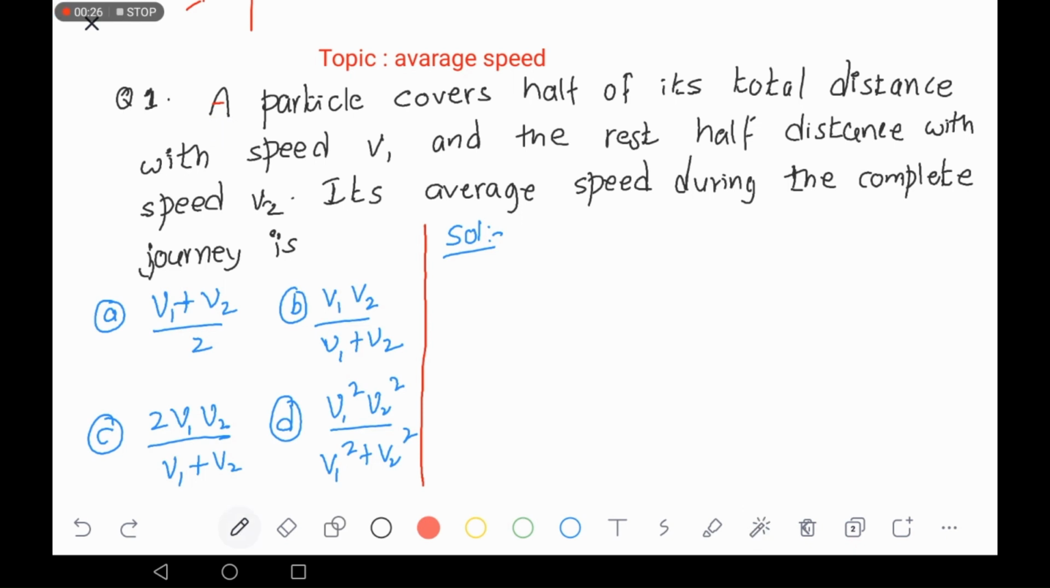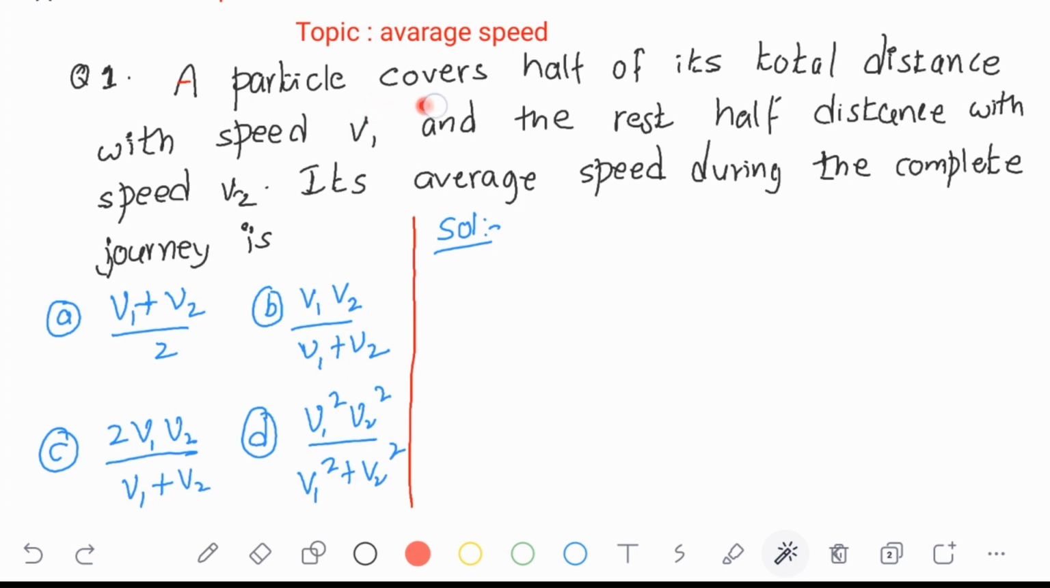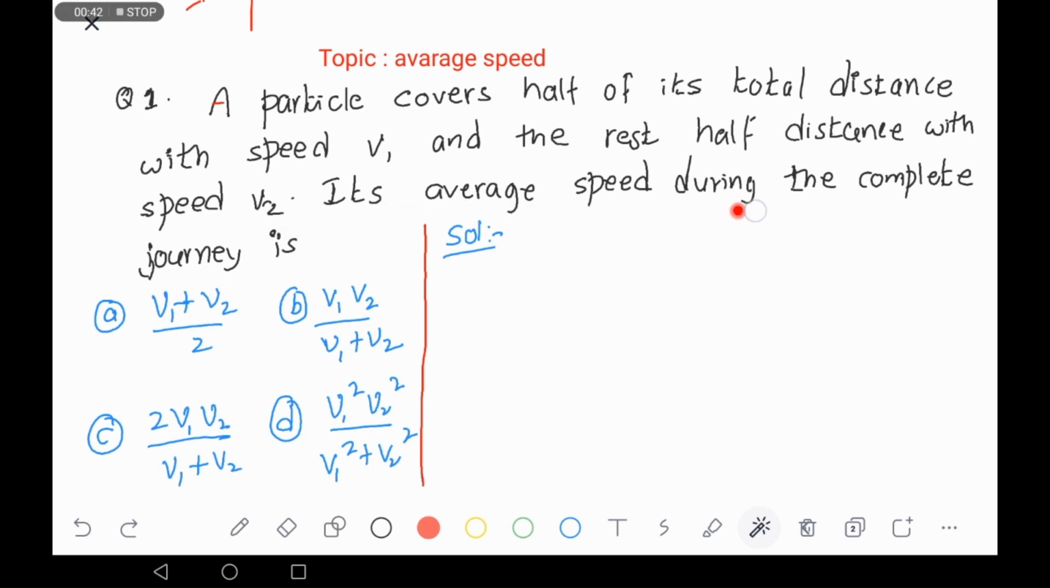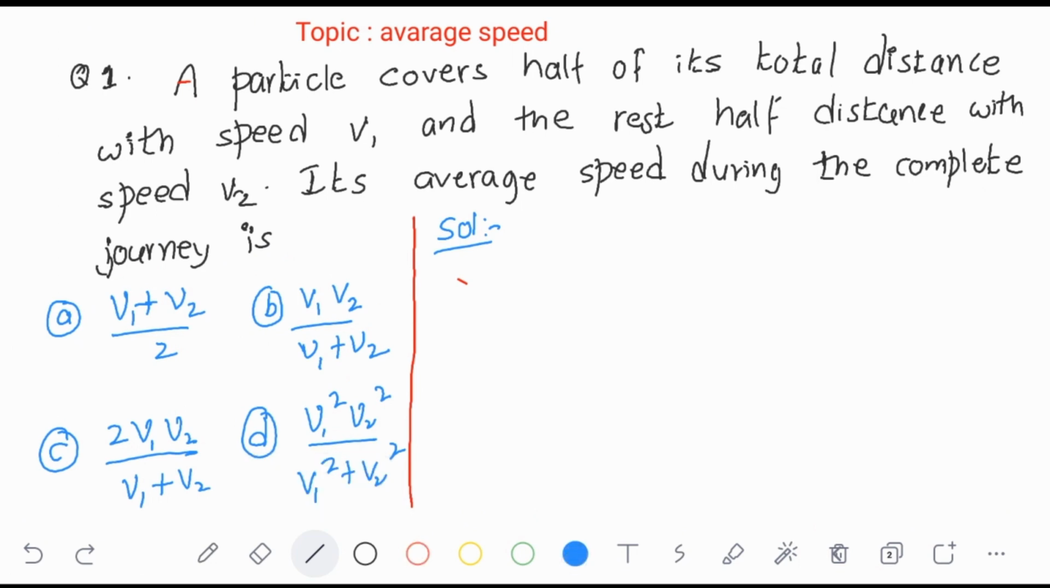Okay, a particle covers half of its total distance with speed v1 and the rest half distance with speed v2. Its average speed during the complete journey is, well, we have four options given here. Let's try to find out which option is the correct one here.